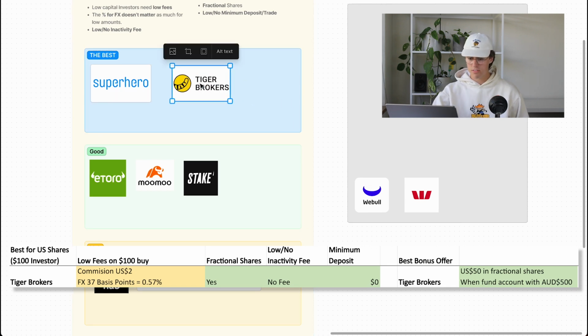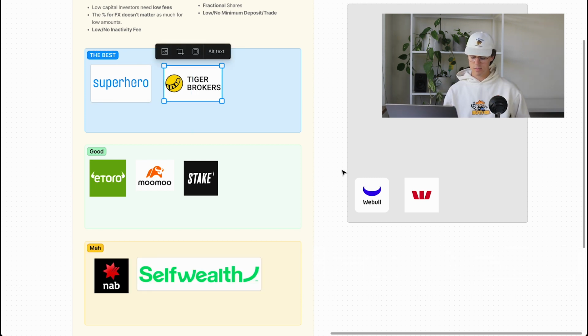I'm going to have to go back and figure out if Stake or Moomoo or eToro is up there with them. But at the moment, Tiger Brokers with their $2 commission and such a low FX basis point conversion, we're going to have to put them up there at least with Superhero. Next app up is Webull.